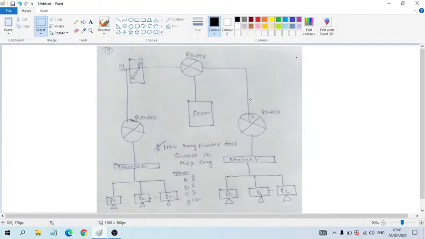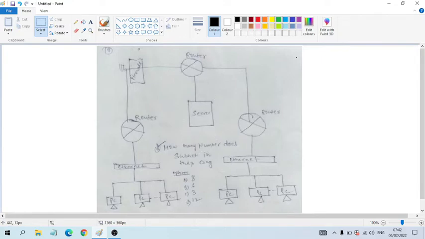Today I am discussing one question which already came in the GATE 2022 exam yesterday, which has already happened. So let's discuss this question and this diagram. I have already attended the exam, so I have drawn this diagram. In this question, they were asking how many subnets are in this diagram.